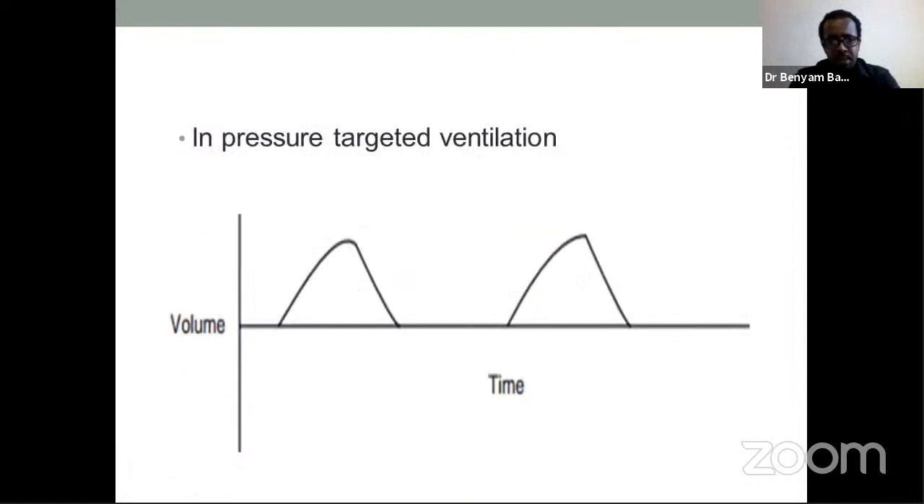When we come to pressure targeted ventilation, the volume might be variable because, as we said, we can set the pressure, but we don't know what volume we're getting. So the graphs may have different heights depending on whether the tidal volume is achieved or not. The peak would be the tidal volume, represented on the y-axis, and this will be the time. So we will be able to know the inspiratory time as well as the expiratory time.